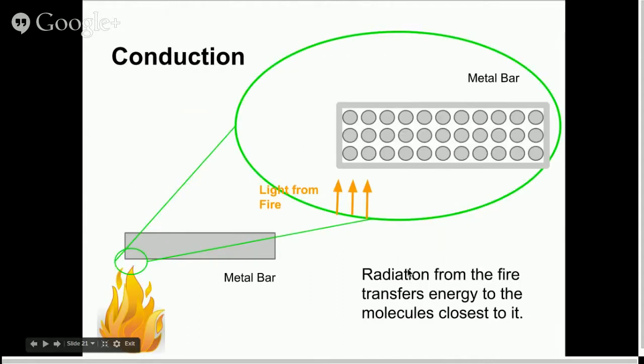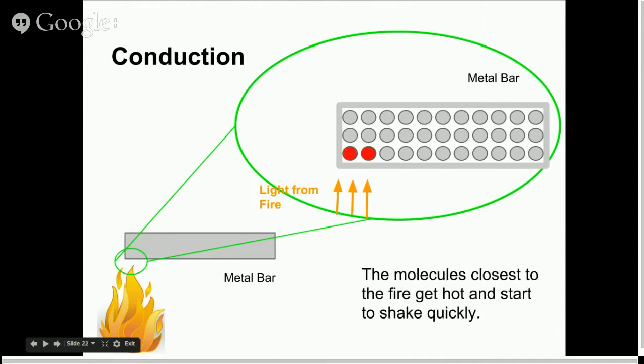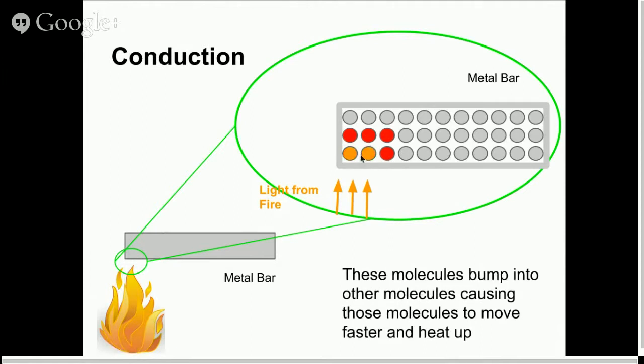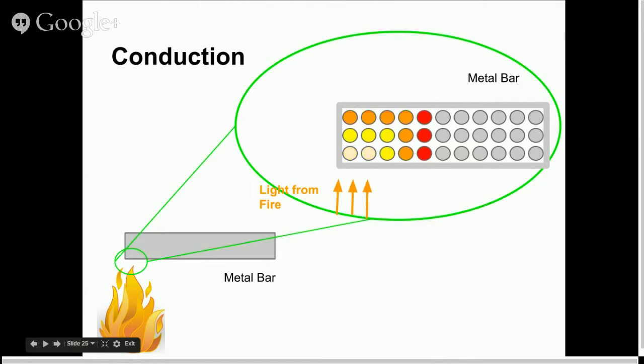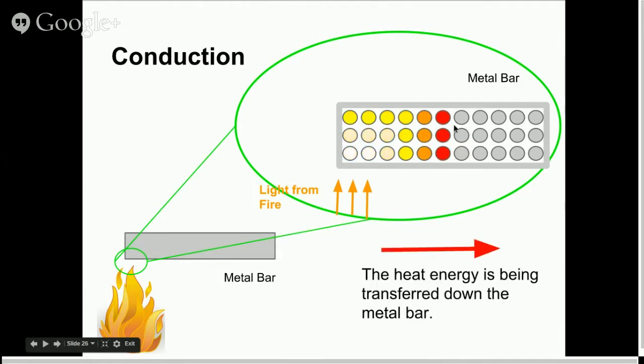All right, so this is what it looks like. You'll have light from the fire, which will heat these by radiation. The molecules closest to the fire get hotter faster. Okay, so now these get hot and start to shake back and forth. These will bump into these other ones. Now these will start to shake back and forth. Now these will start to shake back and forth. Okay, and it just keeps moving down further and further until eventually the whole bar is hot. Okay, with this being the hottest part.